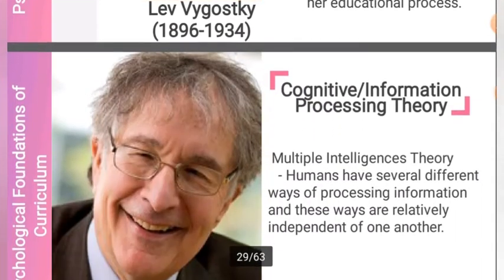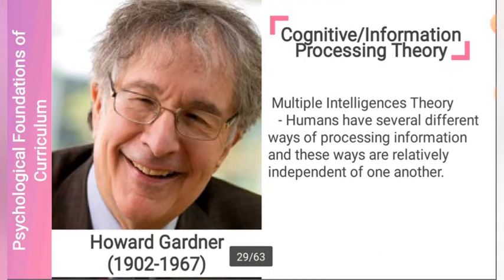Next is Howard Gardner, that proposed the theory of multiple intelligences. This implies that humans have several ways of processing information, and these ways are relatively independent of one another. There are 8 intelligences that includes linguistic, logico-mathematical, musical, spatial, bodily kinesthetic, interpersonal, intrapersonal, and naturalistic. So those are the works of Howard Gardner and their principles.